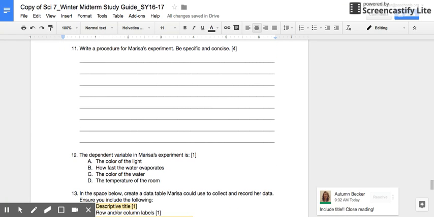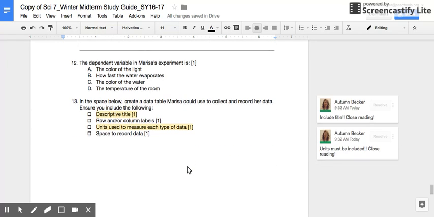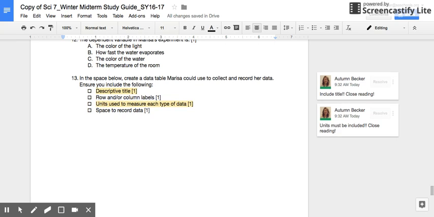It gave you an experiment, asked you to write a protocol, identify the variables, and then design a data table. The data table, same thing like I saw with the graph. There is a close reading issue, there is an effort issue. Students were not including titles for their table, nor were they including units.